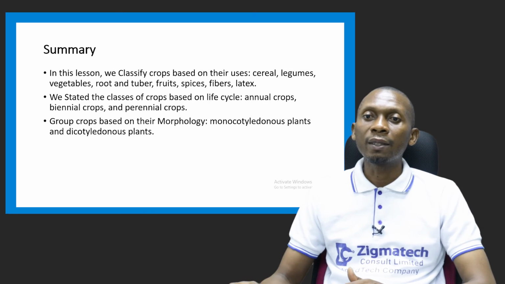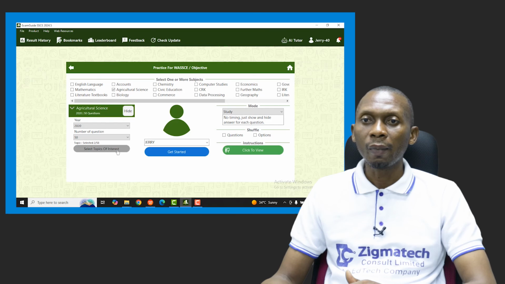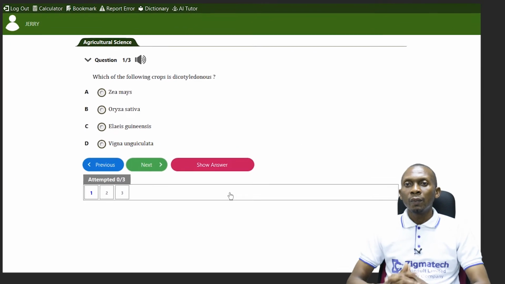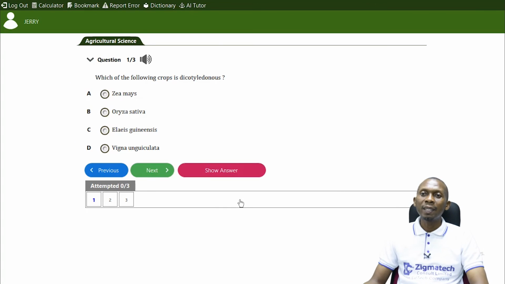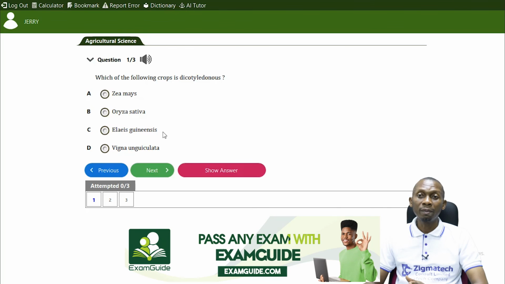So we're going to take a look at some questions. The first question we have here is, which of the following crops is dicotyledonous? Now, we have the options here as Zea mays, which is maize, Oryza sativa, which is rice, Elaeis guineensis, which is oil palm, Vigna unguiculata, which is cowpea.